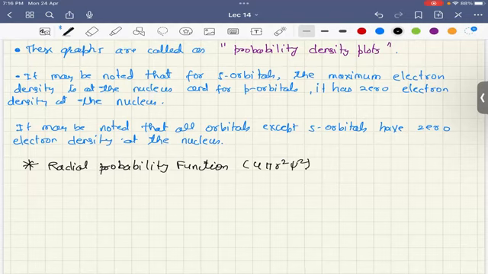So psi square versus r plots give the probability density for the electron around the nucleus. However, in order to determine the total probability in an infinitesimally small region, we have to multiply the probability density by the volume of the region. So in that case, the probability is going to be psi square into dV, where dV is the volume of the differential region.